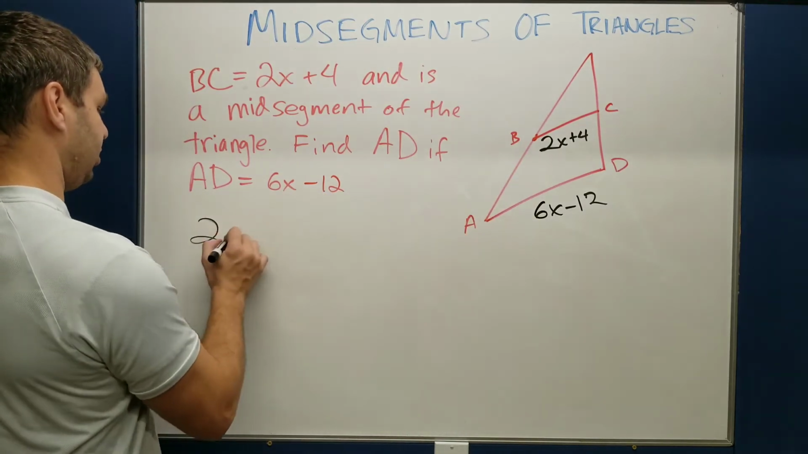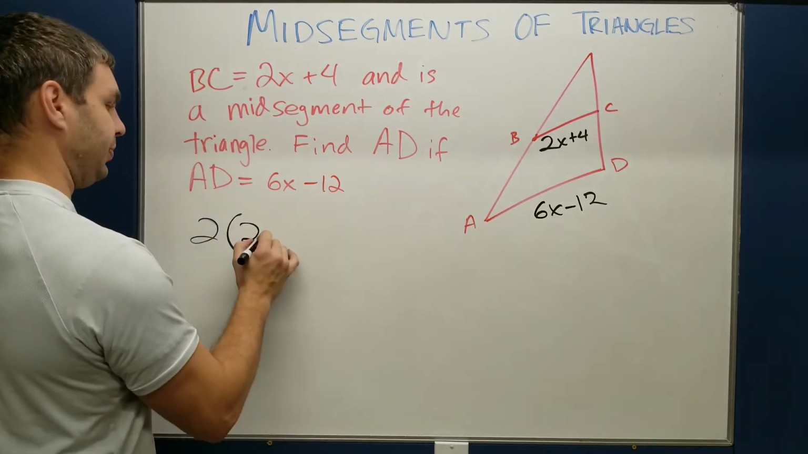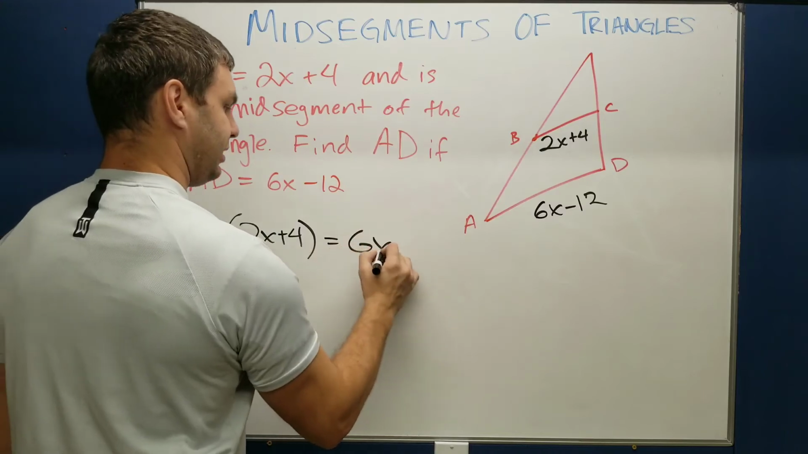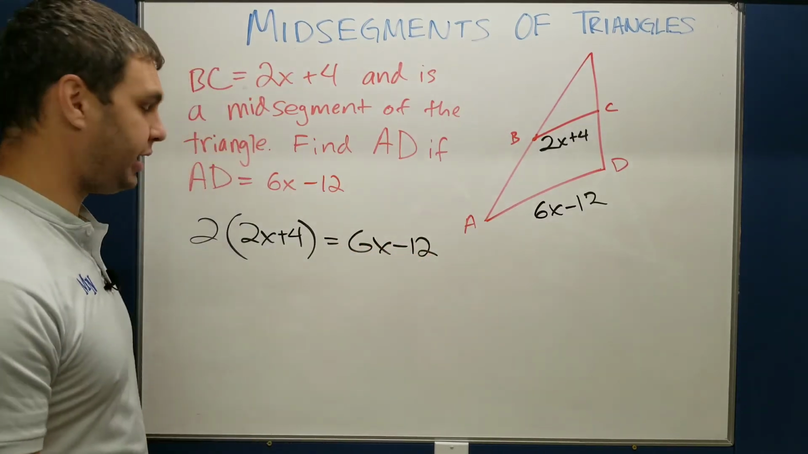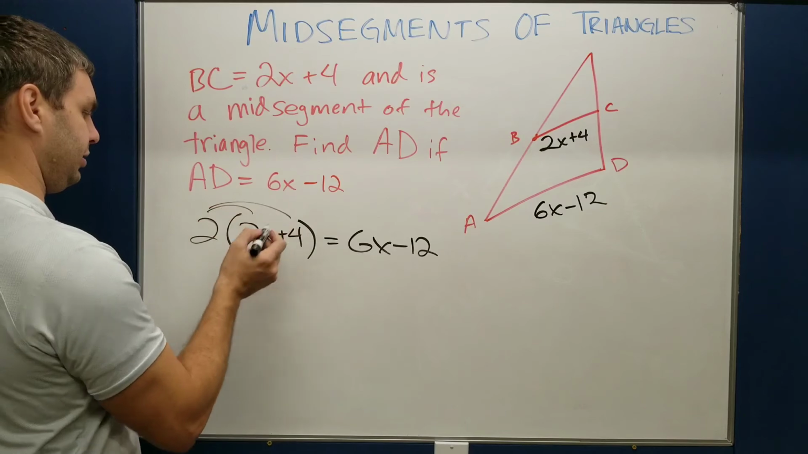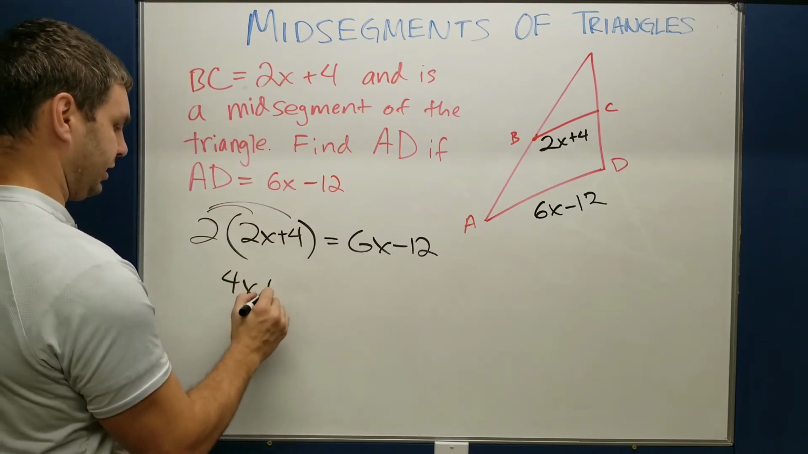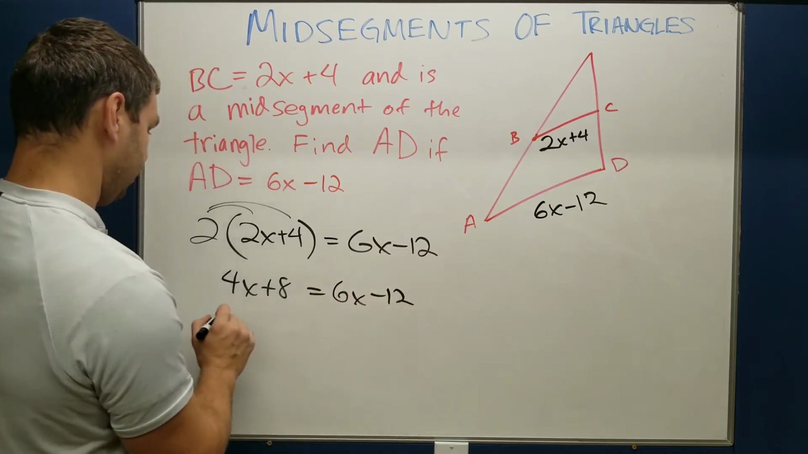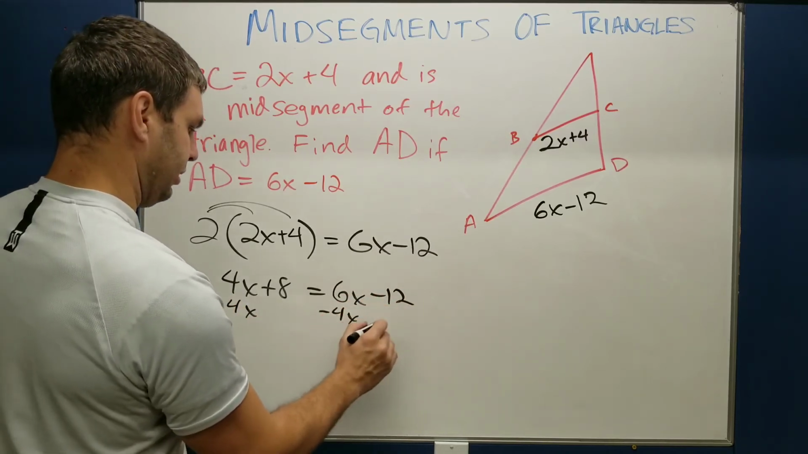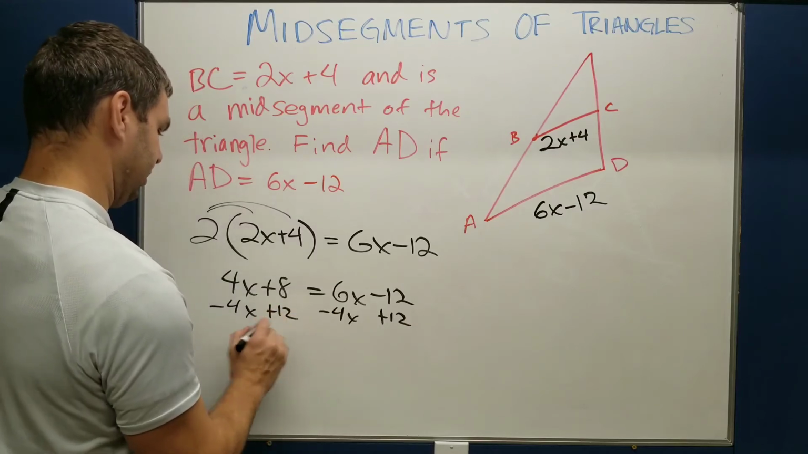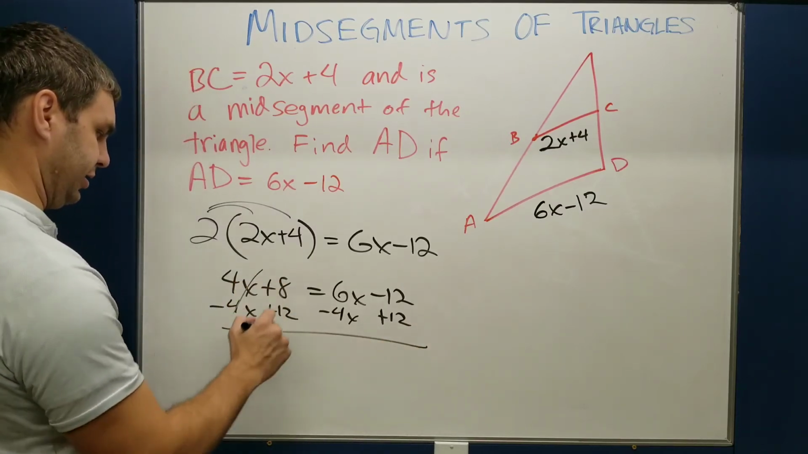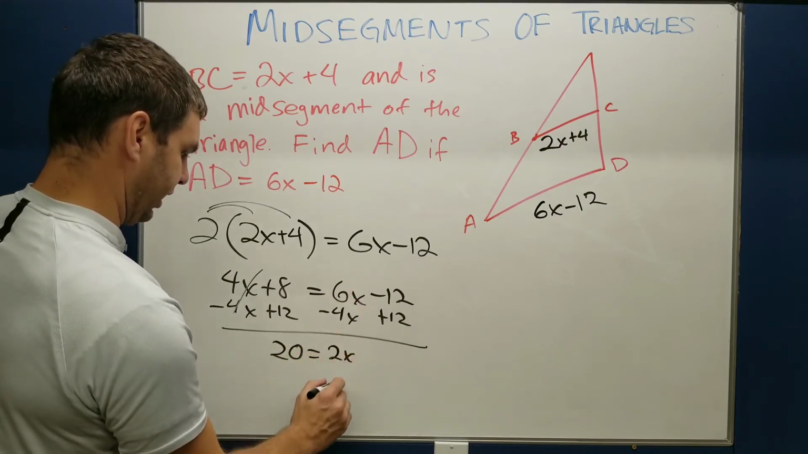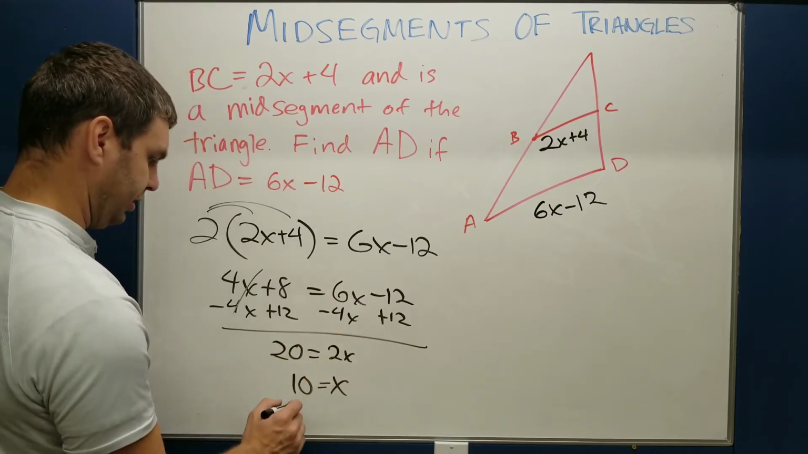So let's do that. Let's take 2 times our middle one, 2 times 2x plus 4. We're doubling it, so it equals this now, equals 6x minus 12. And then I can solve for x. If I plug this in, that's 4x plus 8 equals, this side just stays the same, 6x minus 12. Subtract 4x, add 12, and what happens here? That cancels. This is going to be 20 equals 2x, so x equals 10, all right?